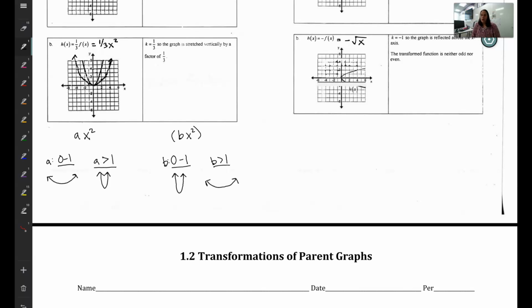Now, one other thing to note, and this is kind of hard to see with a parabola, because with a parabola, if you stretch it this way versus if you stretch it this way, it kind of looks the same. It's a little easier to see with other graphs. But a, when it's on the outside, is stretching your graph up and down. b on the inside is stretching it side to side. So those are our next ones.